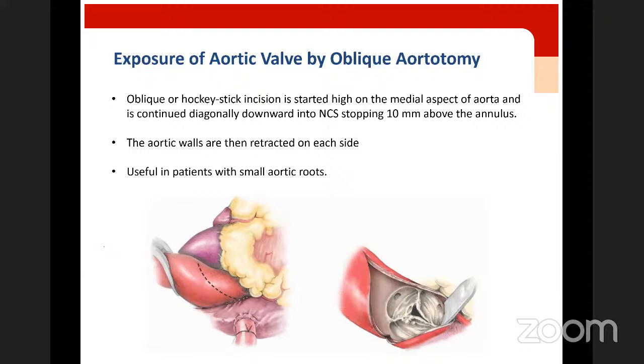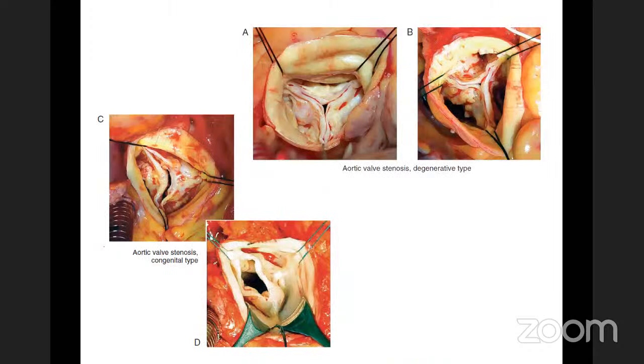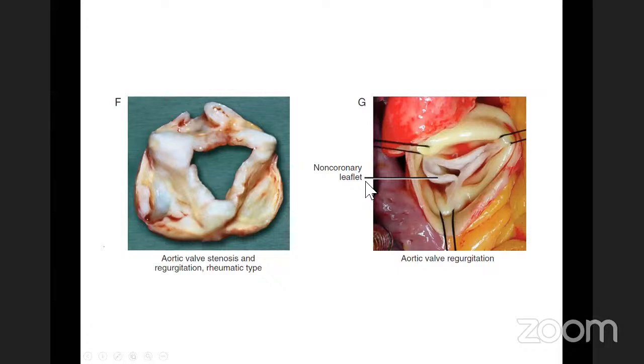After aortotomy and exposure of the valve, we can look at the different pathological morphologies. Here you can see the degenerative valve with lipocalcification on the aortic leaflets, and then a congenital bicuspid valve, and also fused commissures in rheumatic heart disease. And here, this is a regurgitant aortic valve.